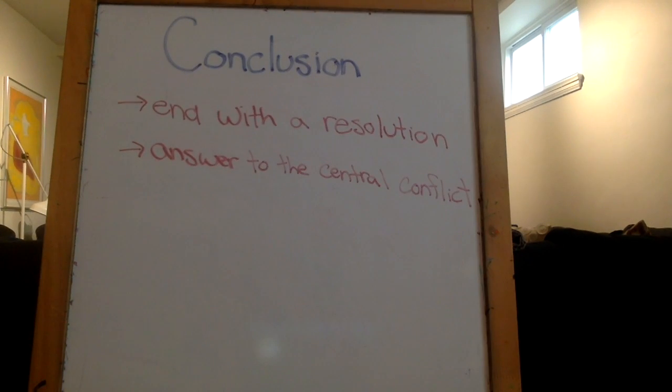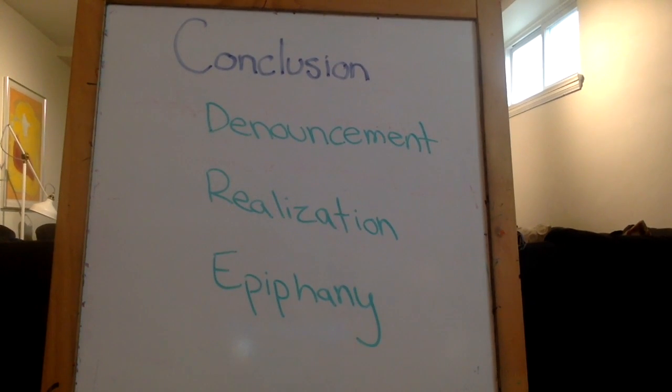All stories, including short stories, must end with resolution. There must be some answer to the central conflict. When you write the ending, your story must be complete. All unanswered questions posed in the story must be answered. All loose ends must be tied up. An ending can be put into 3 categories: denouncement, realization, or epiphany.